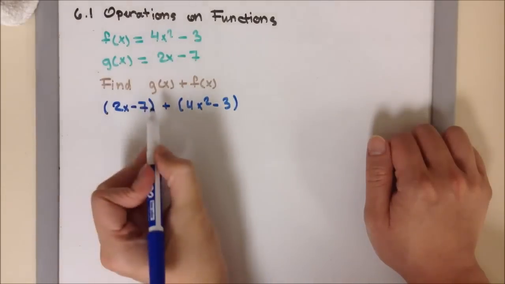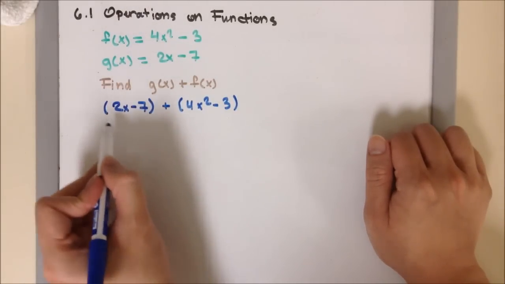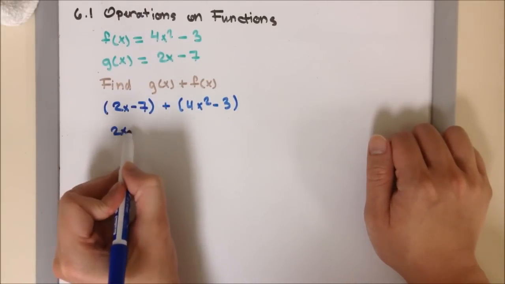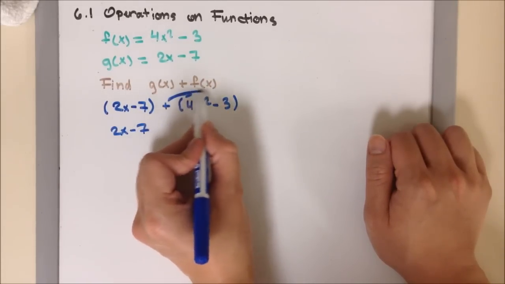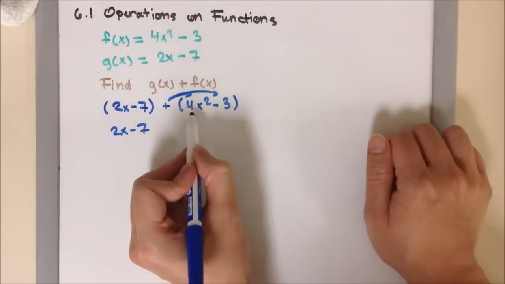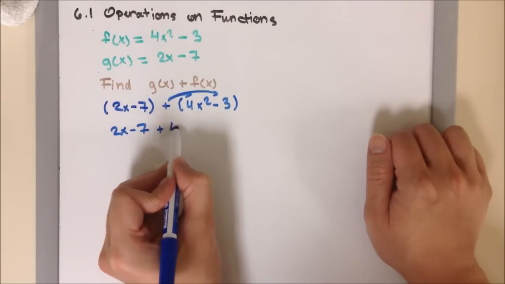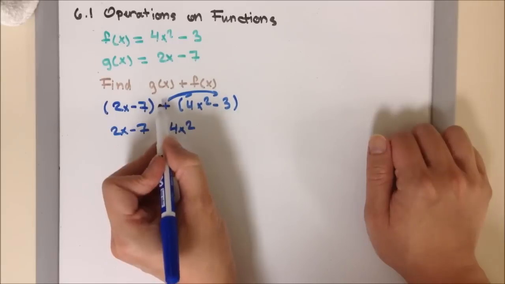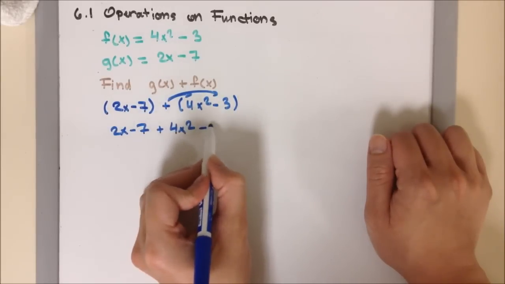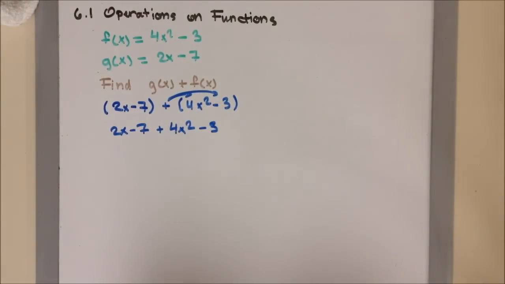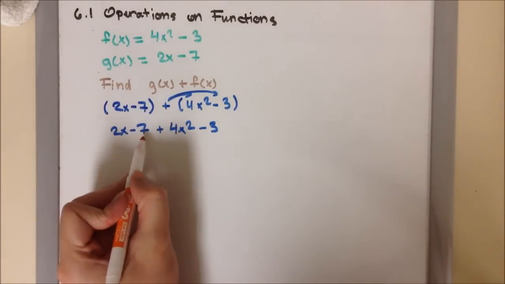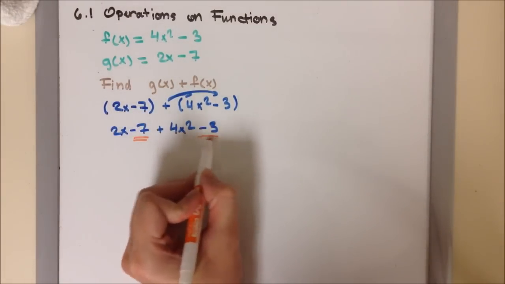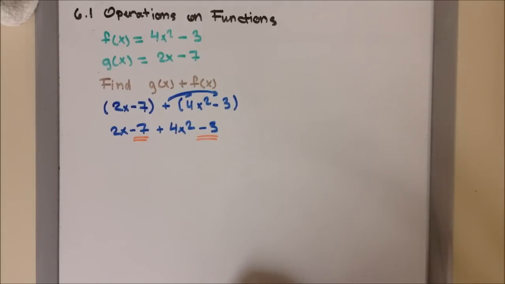Alright, so here there's nothing I can distribute, so I'm going to drop the parenthesis on the 2x minus 7. I'm going to distribute the plus to this side. So basically it's positive 1 times 4x squared, which is just positive 4x squared or plus 4x squared. Positive 1 times minus 3 will be minus 3. So once I finish distributing the plus, I'm going to combine like terms. So here the only thing I can combine is my numbers, so negative 7 and negative 3. So that's going to become negative 10.